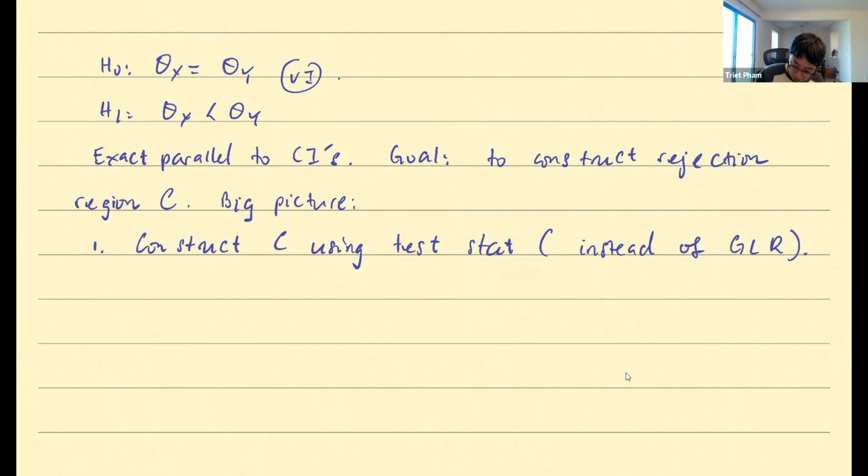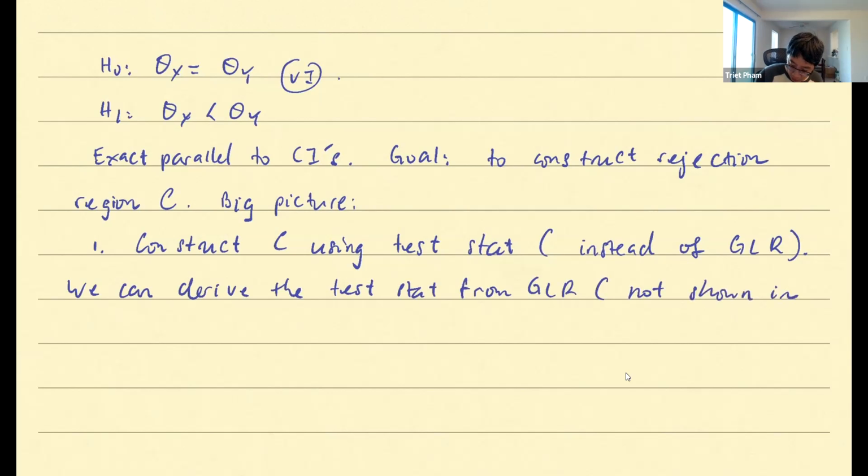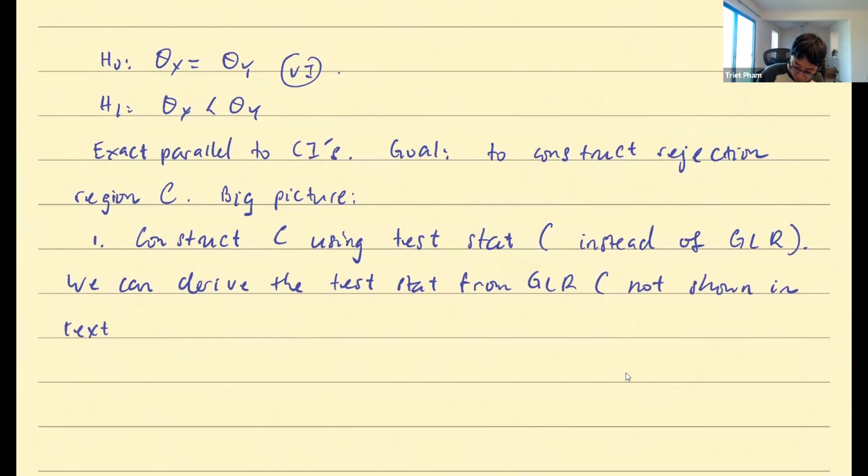First of all, there is an equivalence we can derive. We can derive the test stat from the GLR, but this is not shown in the text. And I'm not sure if we have time to show you this in the lecture, so I'll probably post the slides that show this connection. But the point is that here we just go directly to a test stat and bypass the whole GLR business.